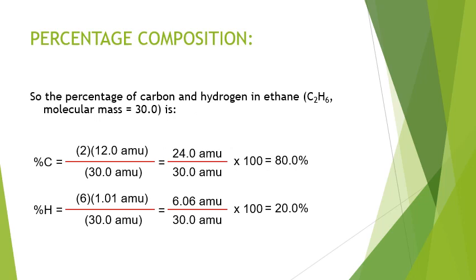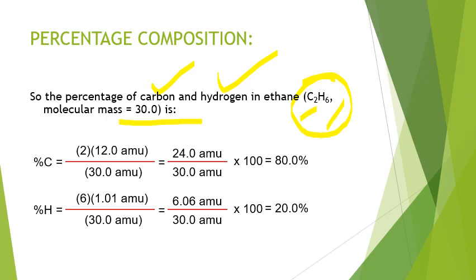Now here a very simple numerical is given with respect to percentage composition: in the molecule of ethane, look at this formula, it is C2H6 for ethane. The mass is given, that is 30. You can also calculate it yourself. You have to find the percentage of carbon and hydrogen individually. Now look at the number of atoms of carbon present in this molecule as well as the number of atoms of hydrogen present in it.